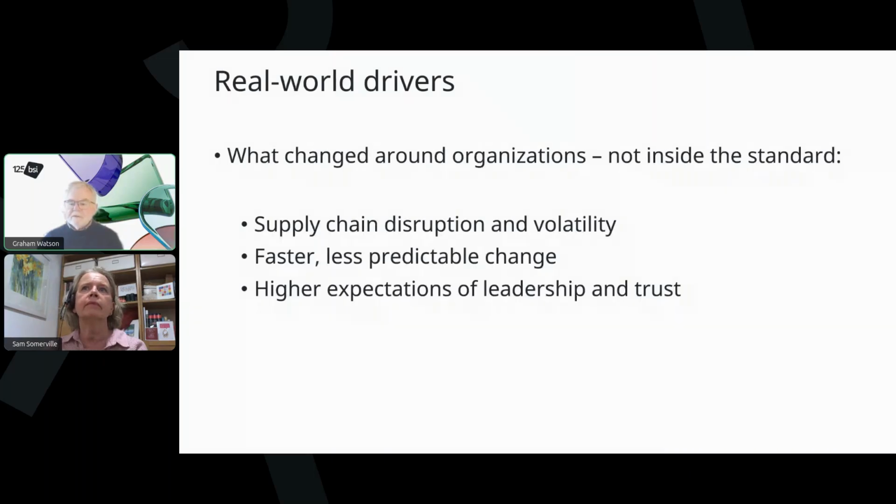So what are these drivers? In practice, a lot of the change has happened around organizations rather than inside the standards themselves. Supply chains are more volatile, change happens faster and less predictably, and expectations of leadership, trust, and accountability are higher than they were even a decade ago. The revisions reflect this context and aim to make the standards easier to apply in that environment. And I'll pass you over to Sam.